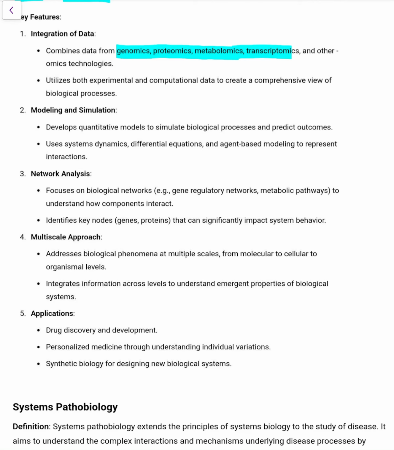Next is network analysis. It focuses on biological networks like gene regulatory networks or metabolic pathways to understand how the components are interacting with each other. It identifies the key nodes like genes and proteins, which can significantly impact the system behavior.